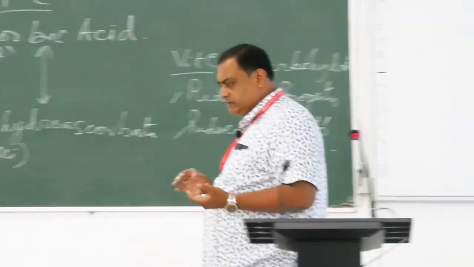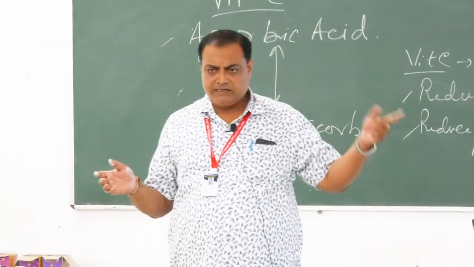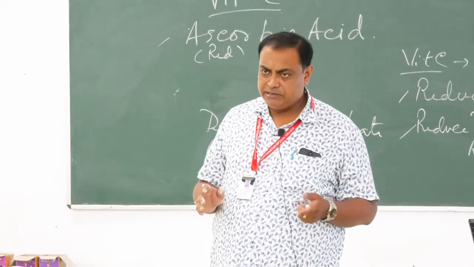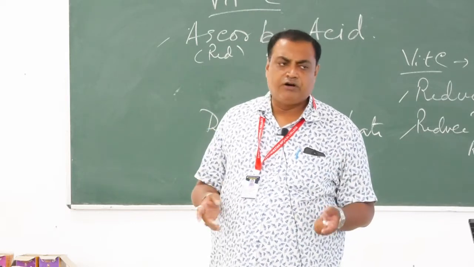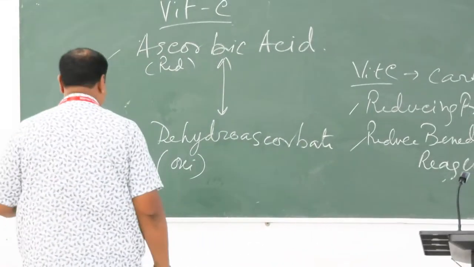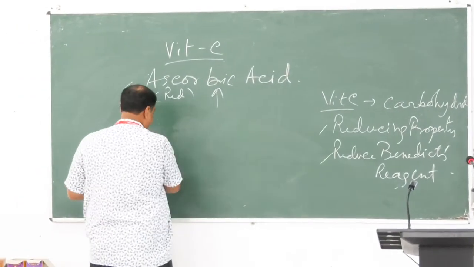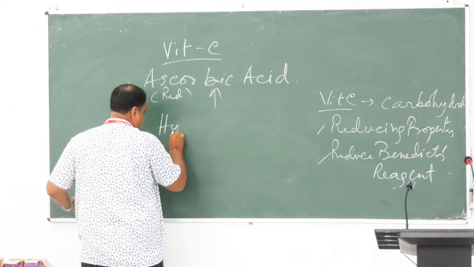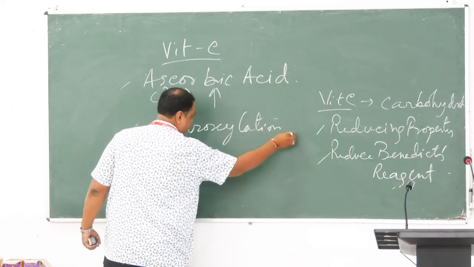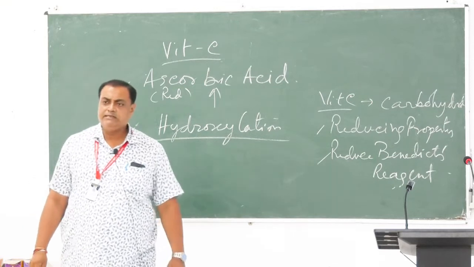Clear? Now, vitamin C is required, as you know, the deficiency of vitamin C causes a disease called scurvy. From 10th standard or 8th standard you have been studying. Now, what is it actually? Scurvy. What is the role of vitamin C? Vitamin C is used for a particular reaction called hydroxylation. Hydroxylation requires vitamin C. Now, what is hydroxylation?